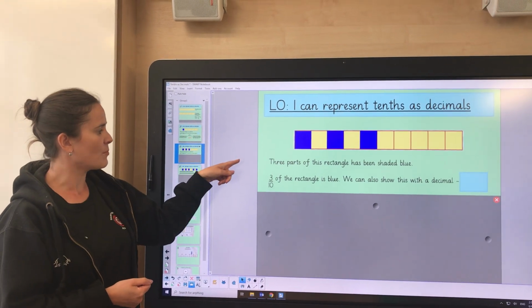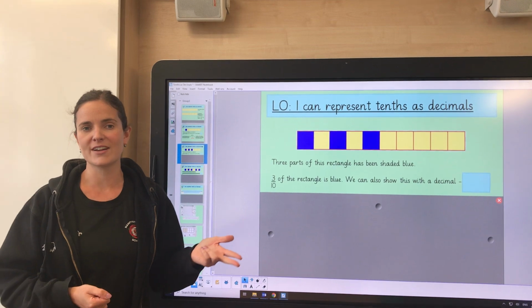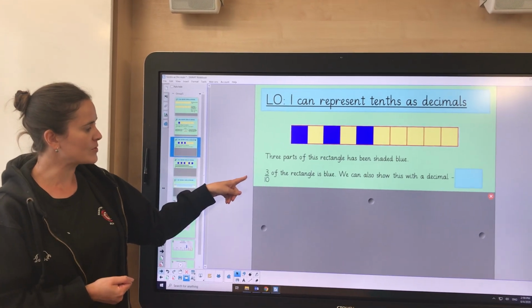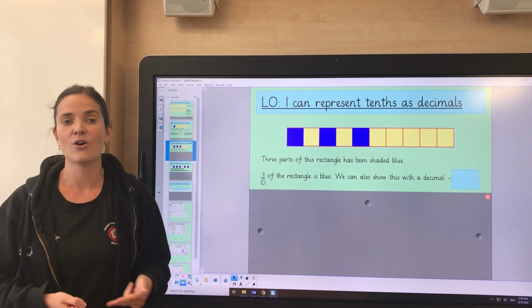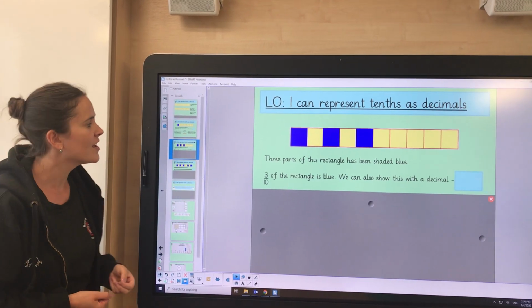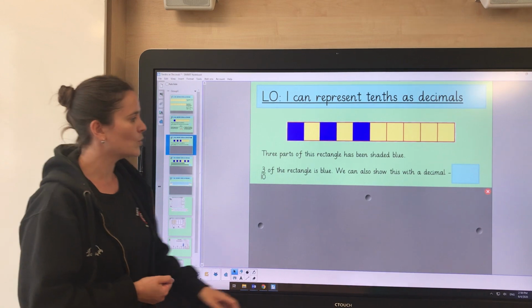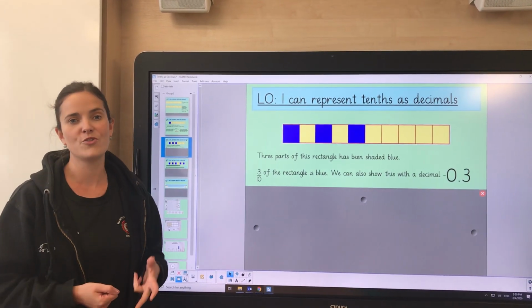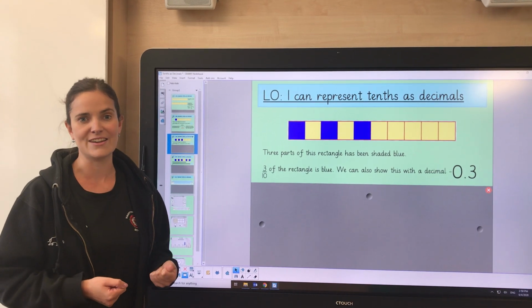So in this example, 3 parts of the rectangle have been shaded in blue. So as a fraction, we would say 3/10 of the rectangle is blue. As a decimal number, we would say 0.3 of the rectangle has been shaded in blue.